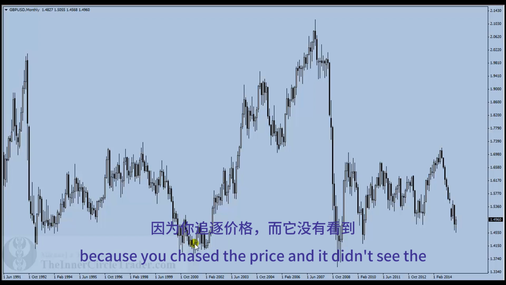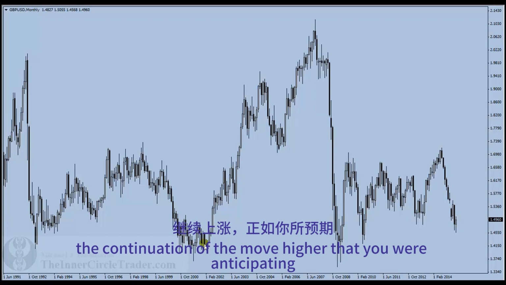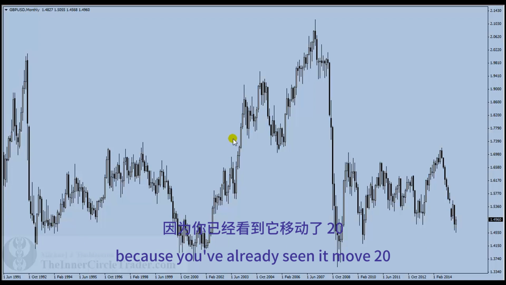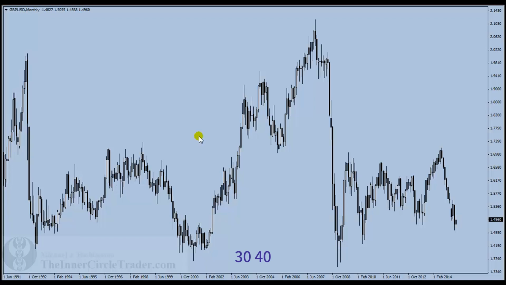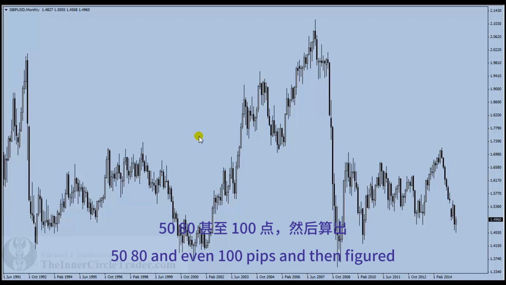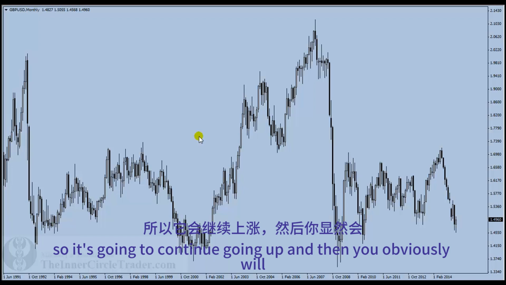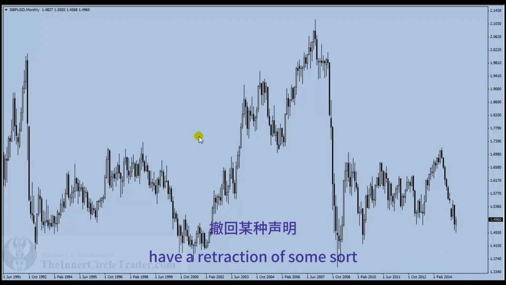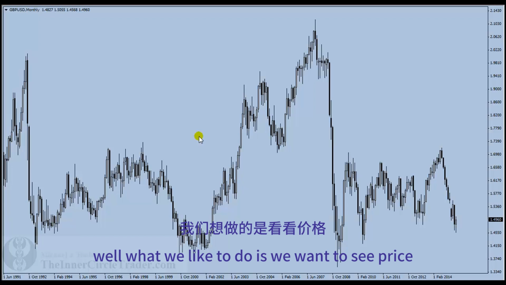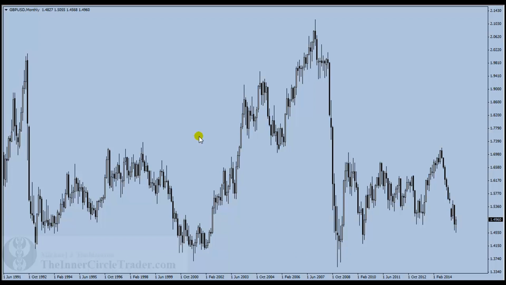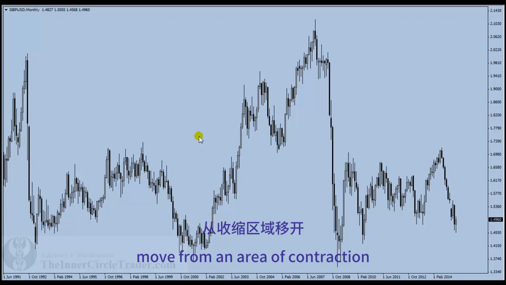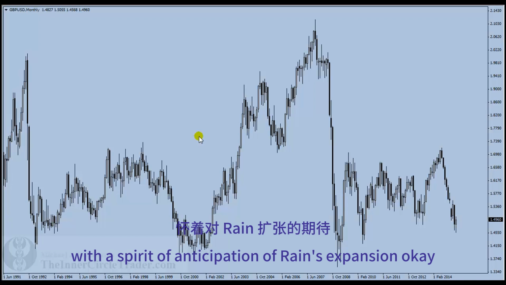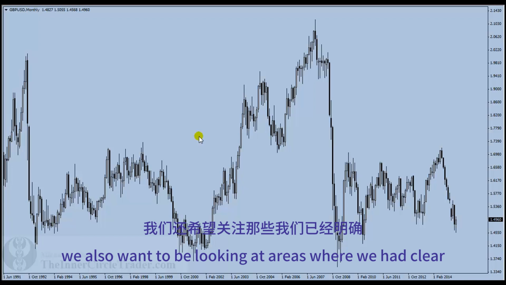Well, what we like to do is see price move from an area of contraction with a spirit of anticipation of range expansion. We also want to be looking at areas where we had clear, discernible order blocks. Now, the larger magnitude of the move from a particular low or high is going to be important. It's going to be significant to you in terms of what type of trade you're going to view this as. Just because you're on a higher time frame chart doesn't necessarily mean it's going to be a long-term trade.